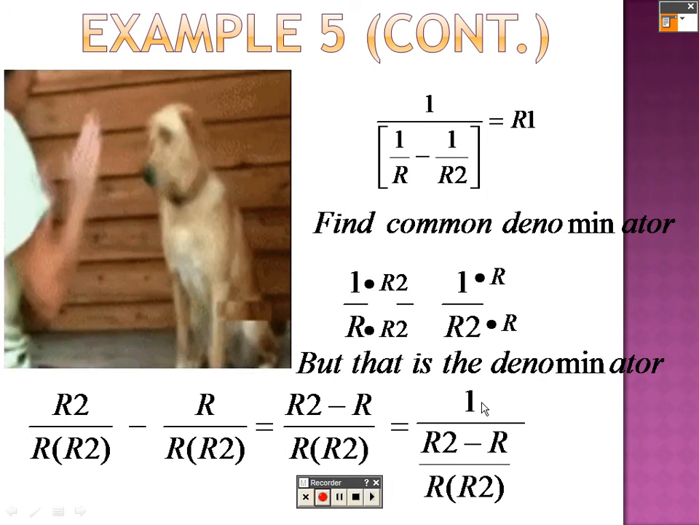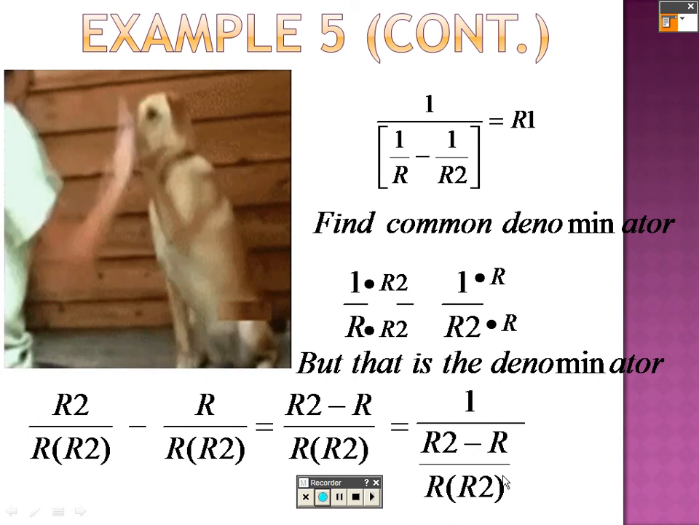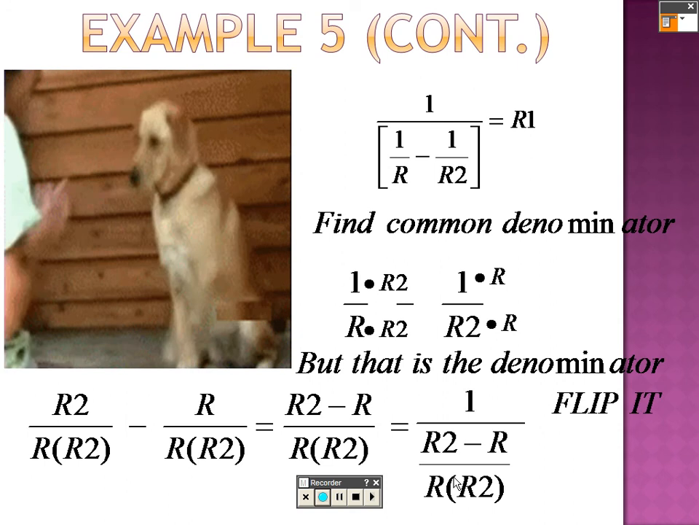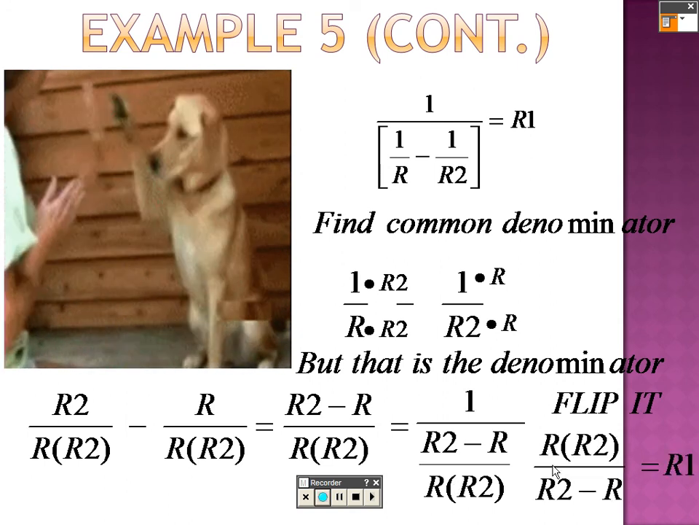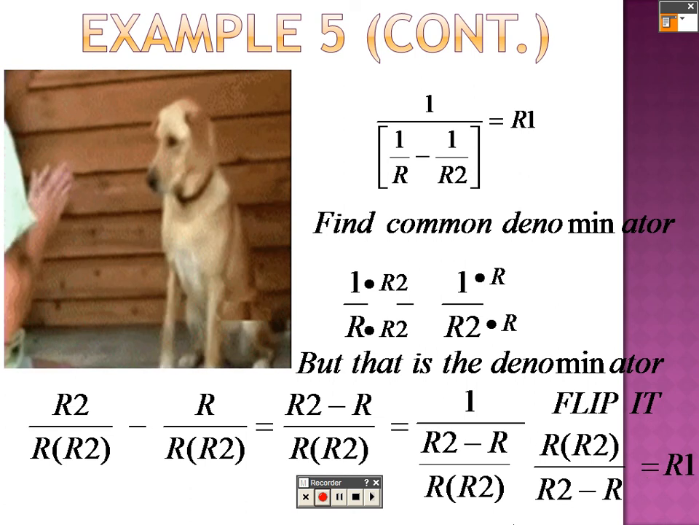So 1 over this is like me saying I can do the reciprocal of the bottom to find the answer. So all you basically need to do is flip it, and there is your answer solved for R1.